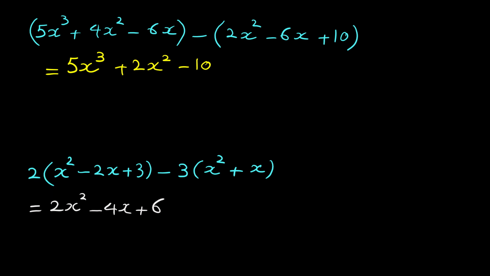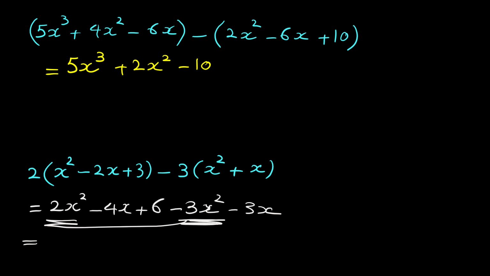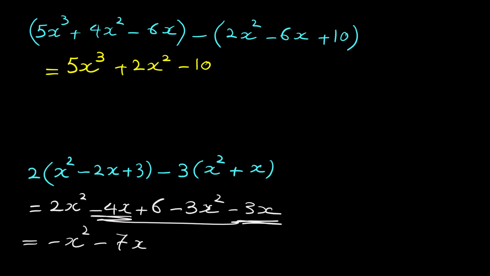Now for the other polynomial, we want to multiply negative 3 in the bracket. Then we have negative 3x to the 2 minus 3x. Now add and subtract like terms. 2x to the 2 minus 3x to the 2 is minus x to the 2. Minus 4x minus 3x is minus 7x, and 6. This is the answer of this question.